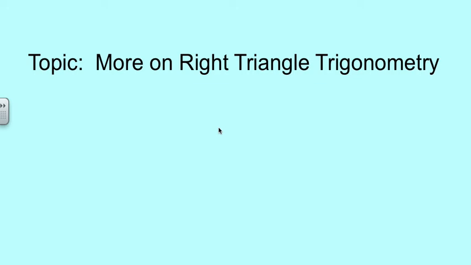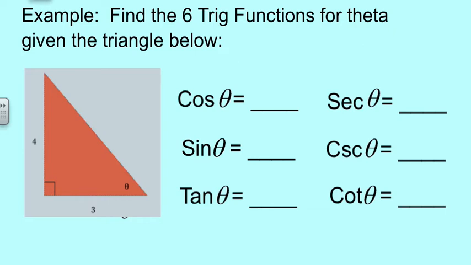We're going to now take the right triangle trig and give you a couple examples to solve for sine, cosine, tangent, cosecant, secant, and cotangent. So here's our first example. We give you a right triangle, and we want you to find these 6 trig functions.